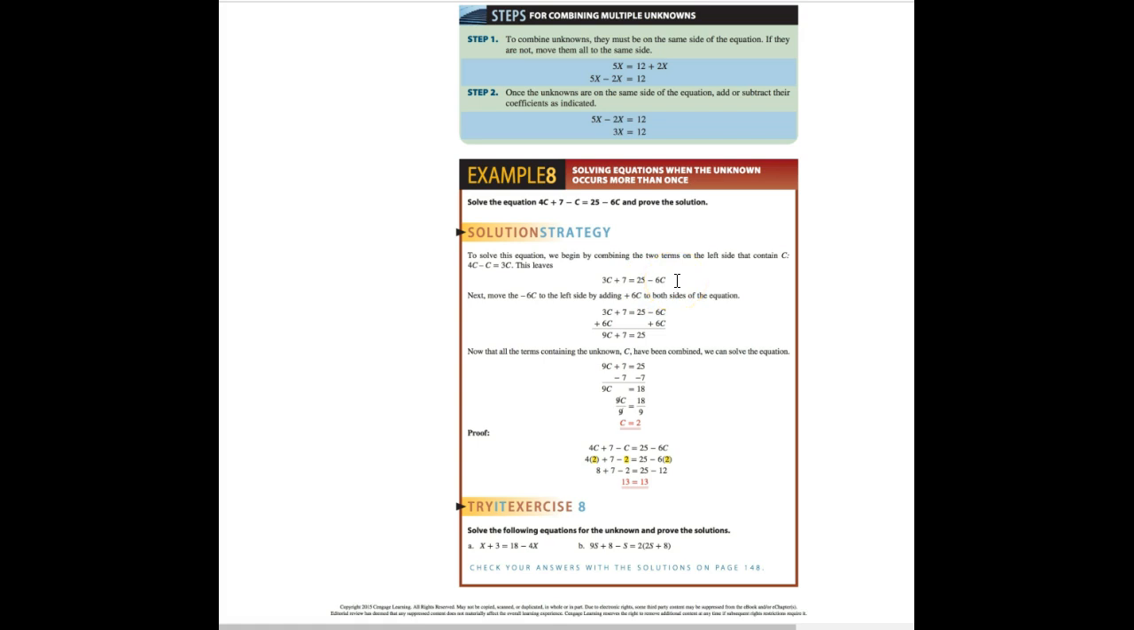Then we want to get the c's together. It doesn't matter which way you take it. They've decided to add 6c to each side. Then you get 9c plus 7 equals 25. Then we're going to subtract 7 from each side. We get 9c equals 18. So 9 times c, we do the opposite. We're going to divide each side by 9. We get c equals 2. Then down here we do our proof to check our work, and it comes out correctly.